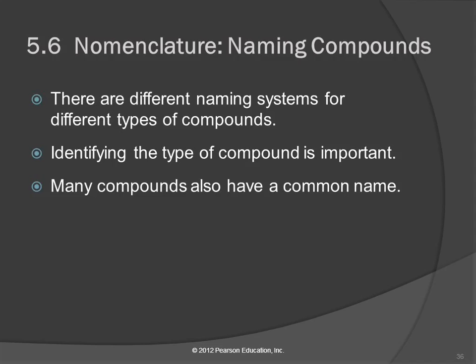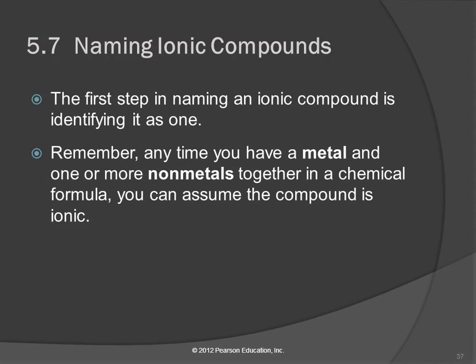So different countries, different systems of naming children, different types of compounds, different systems for naming them as well. So we need to identify what country the person is from, what type of compound it is, so that we know what set of rules to use. In addition to the systematic names, there are many compounds that also have a common name. We're going to worry about two of those only.